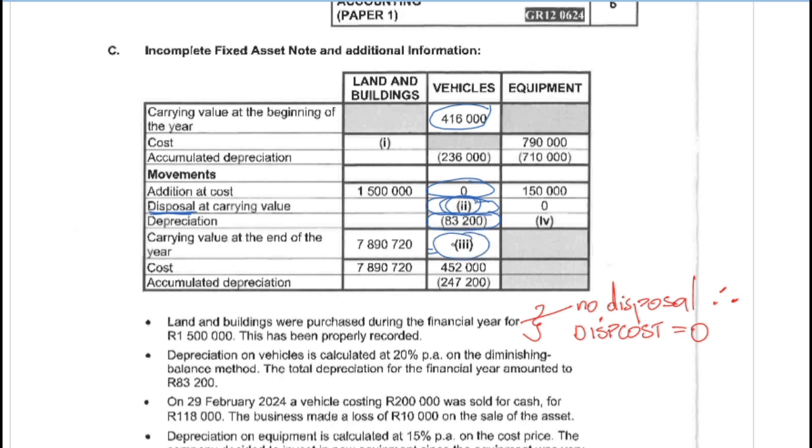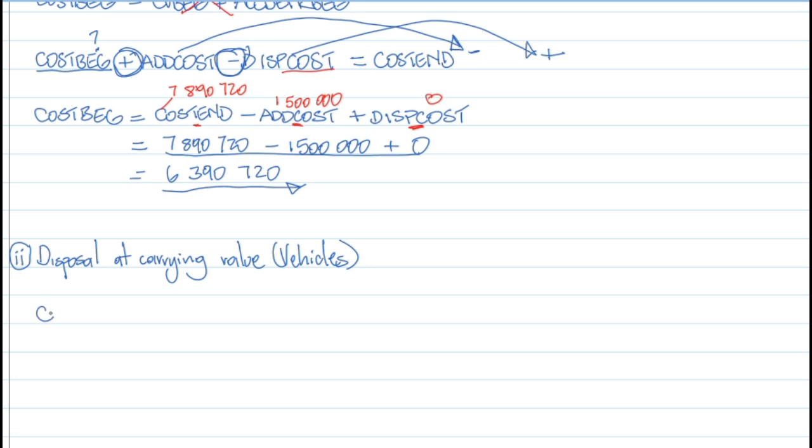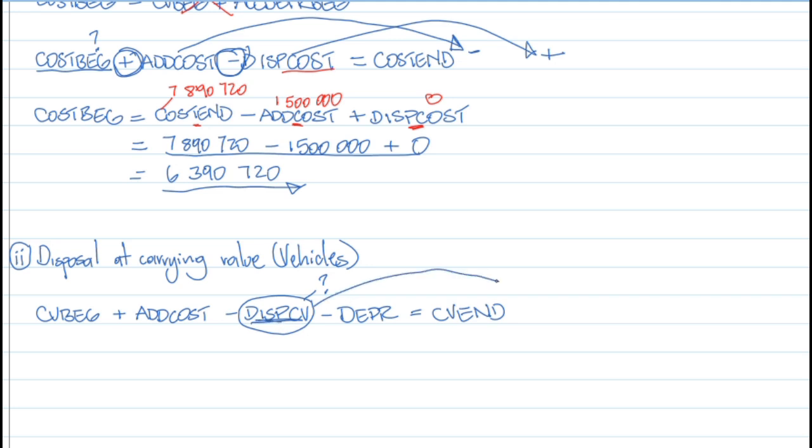So let's write it out. Carrying value at the beginning of the year plus additions at cost minus disposals at carrying value minus depreciation equals to the carrying value at the end of the year. We are looking for the disposals at carrying value figure, so we will isolate that and make that the subject of the formula by sending it to the other side of the equation.